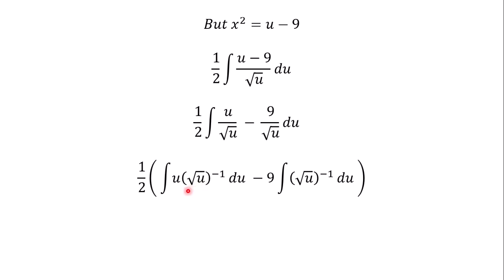And remember, u raised to the power minus half multiplied by u is an indices problem with the same base. You can see that the power of this one is minus half, the power of the u is 1, and the base is also u. So from the laws of indices, when the bases are the same and it's multiplying, we just add the exponents or the powers. Here the value of this one is going to be half, and you multiply this half by this one.